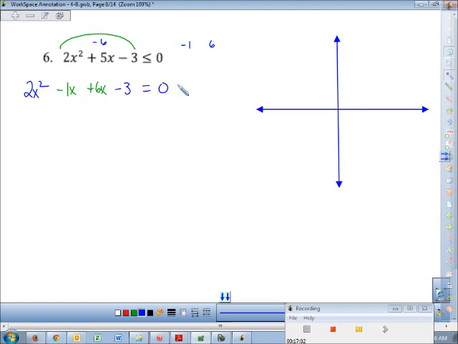So let's double group and pull out a GCF in each group.